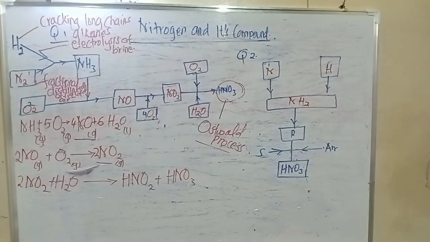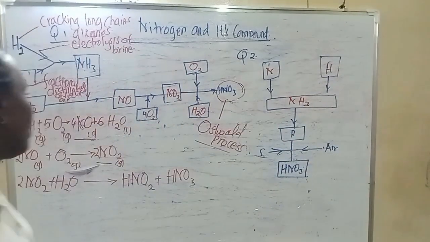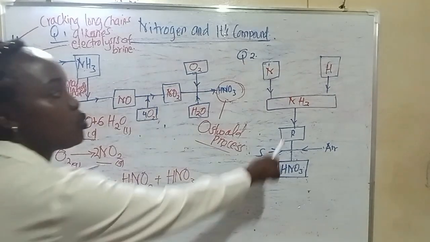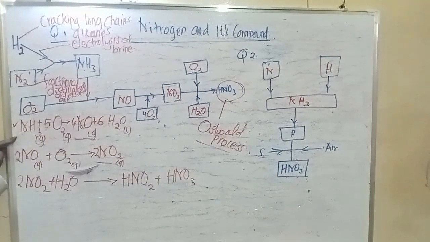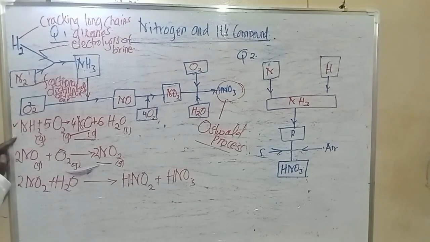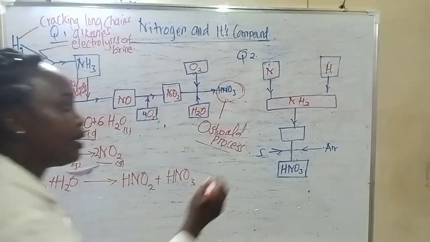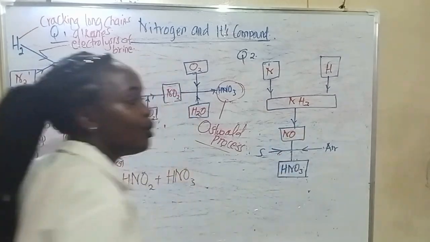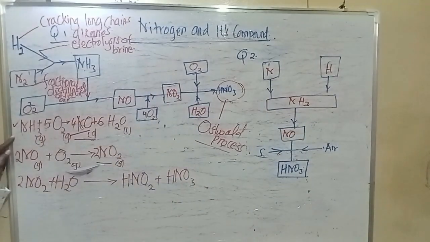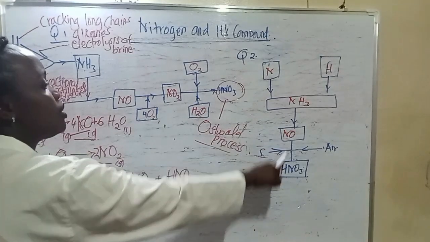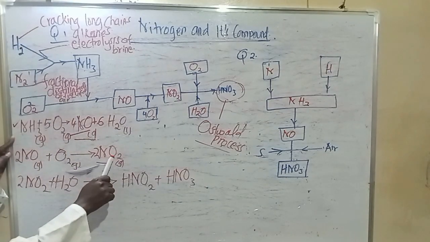Now, our ammonia is going to do what? It is going to be oxidized. This is the process that is going to occur here, okay? For you to form your nitrogen 2 oxide. So, our R is going to be nitrogen 2 oxide. After you have formed your nitrogen 2 oxide, for you to form nitric acid, the nitrogen 2 oxide needs to be oxidized to form nitrogen 4 oxide.